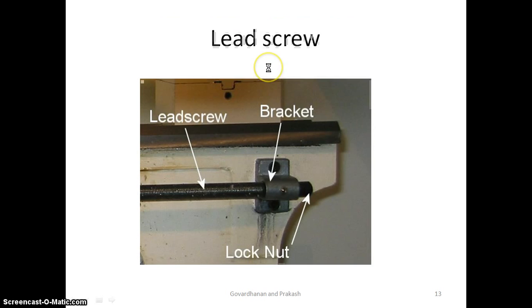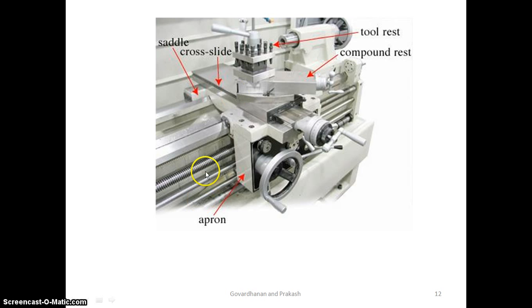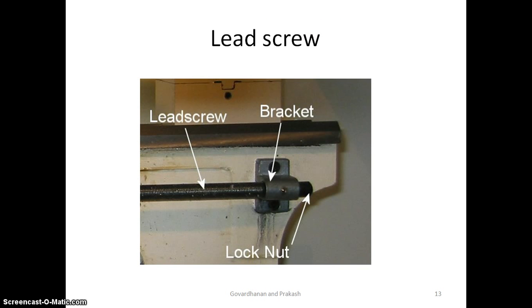Feed mechanism. The movement of the tool relative to the workpiece is termed as feed. Three types of feed can be given to a lathe. They are longitudinal, cross, and angular feed.